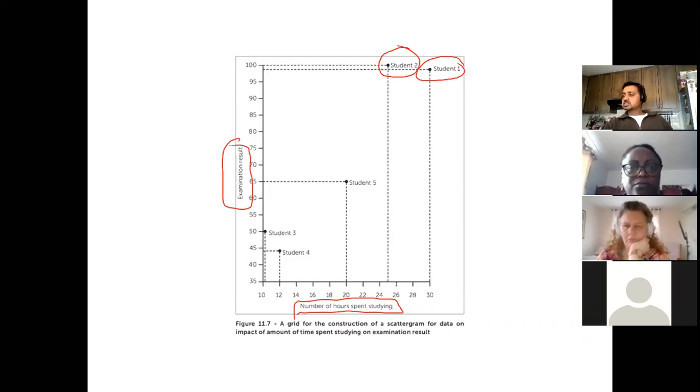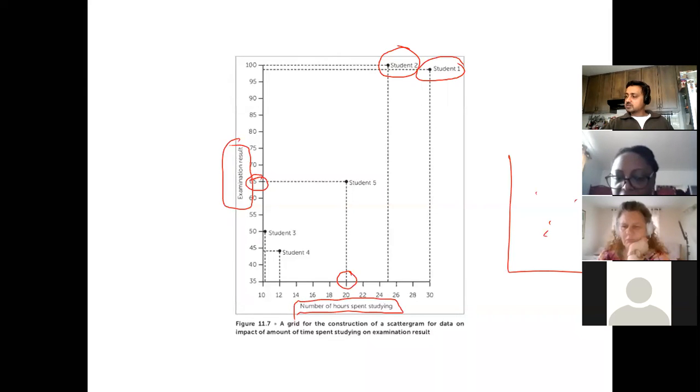So I can plot each student out. Student 5 put about 65 hours, got about 65 marks, and they spent about 20 hours of studying. So this kind of a plot is called a scatter plot or a scatter diagram. This is another way to represent data. The issue with this kind of a scatter plot is if I represent all 60 students, I'm going to get dots all over the place.